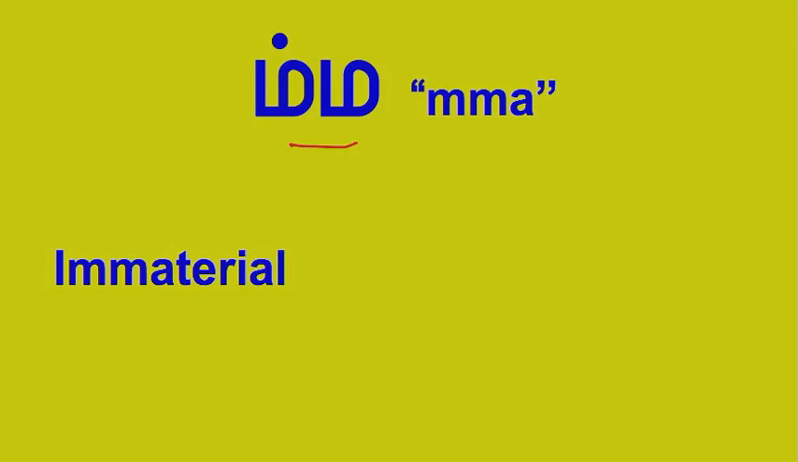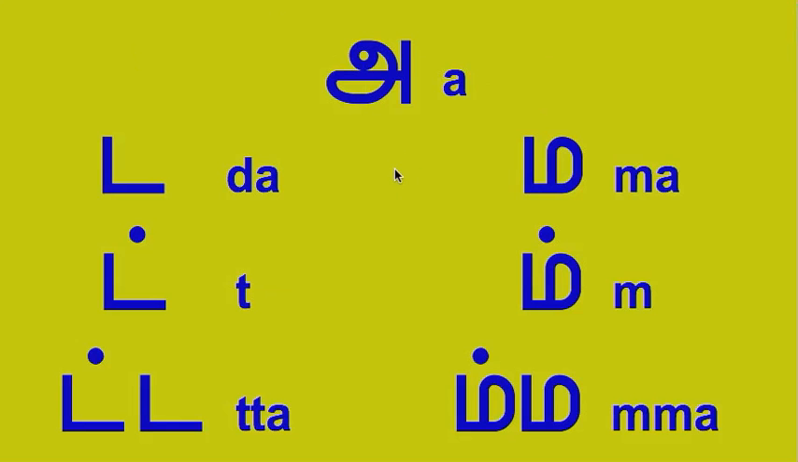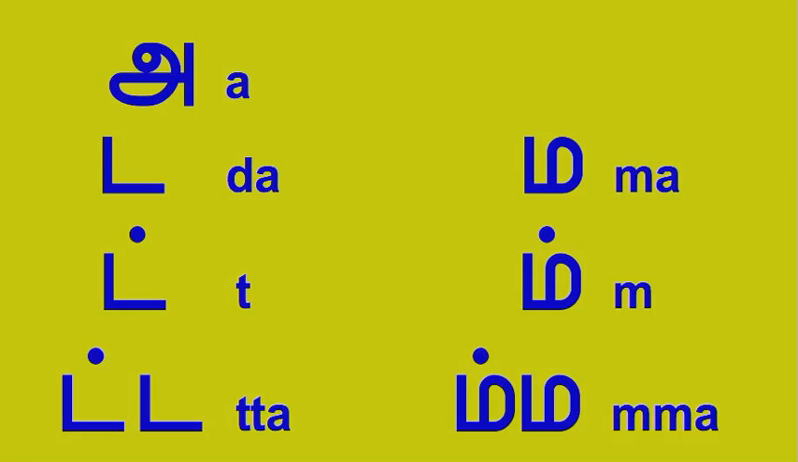Alright, so quick review of all the letters that we've learned so far. A, that's the only vowel, and then the rest are consonants. Da, the T letter, and then this letter, if it follows the T, then it becomes ta. Ma, and then the dotted ma. Alright, so let's move the letter A out of the way and start making some words.